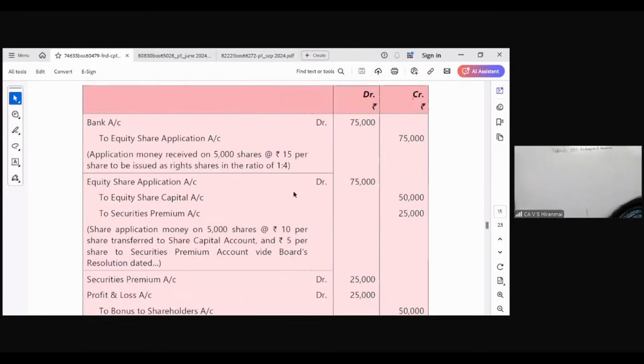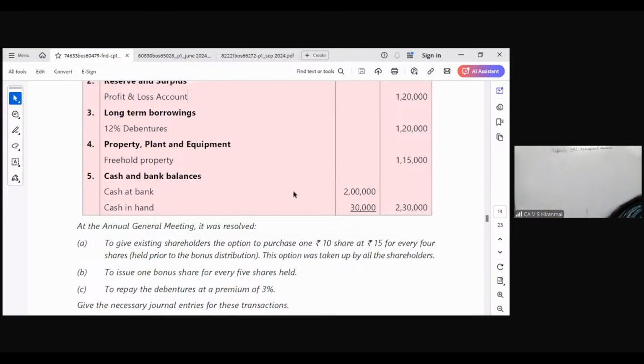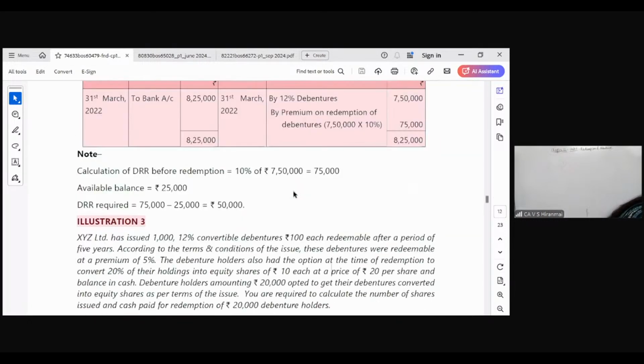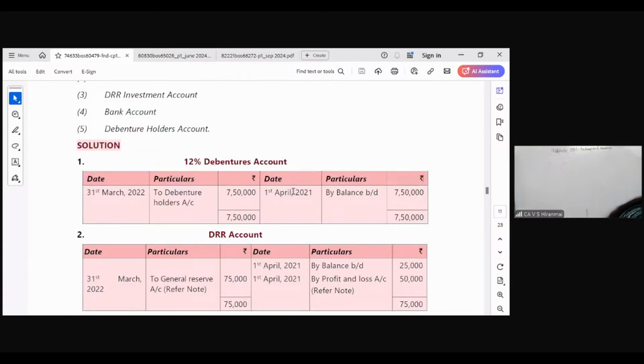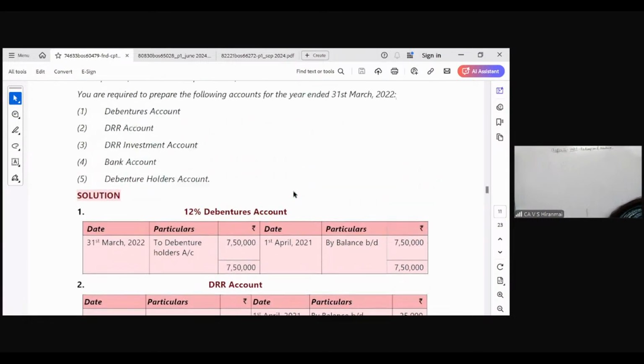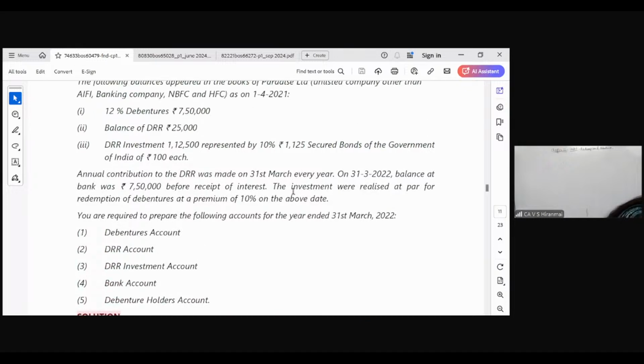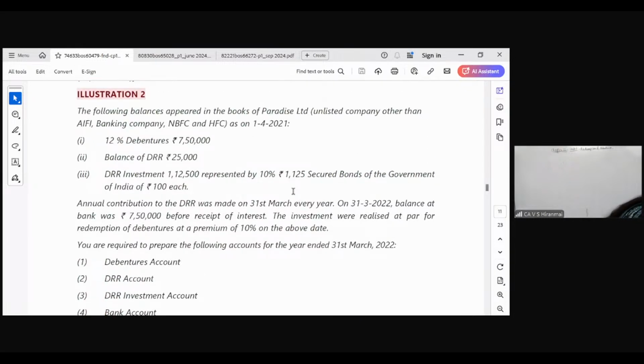So in illustration 1, a very easy question, we will now see the question. That is also the same question. So if you want, we can first pass the entries. Then it will be easy for you people to do the accounts also. Or we can do this illustration number 2 also. This seems a little bit nice. Okay. So let us see.